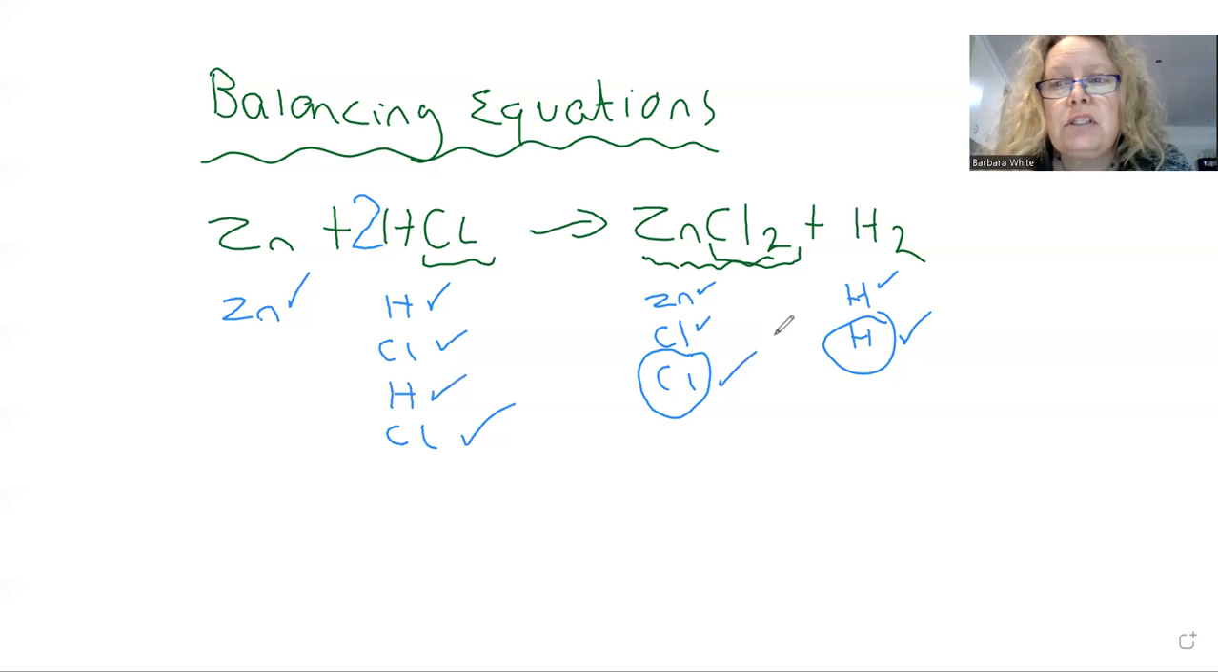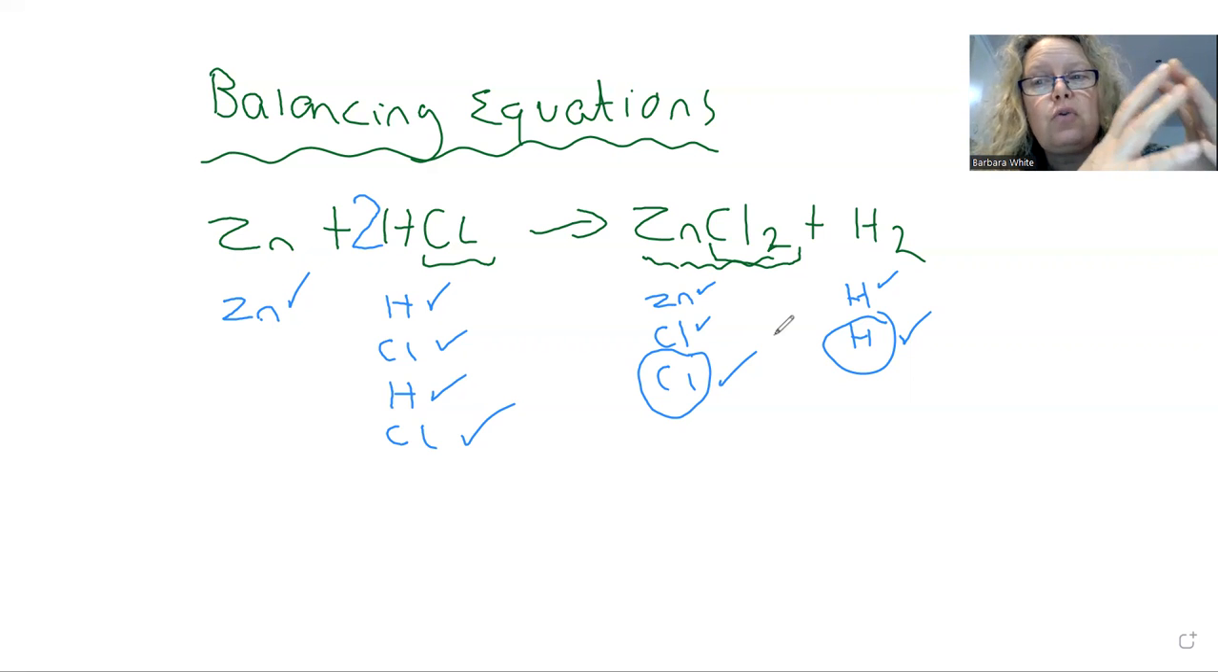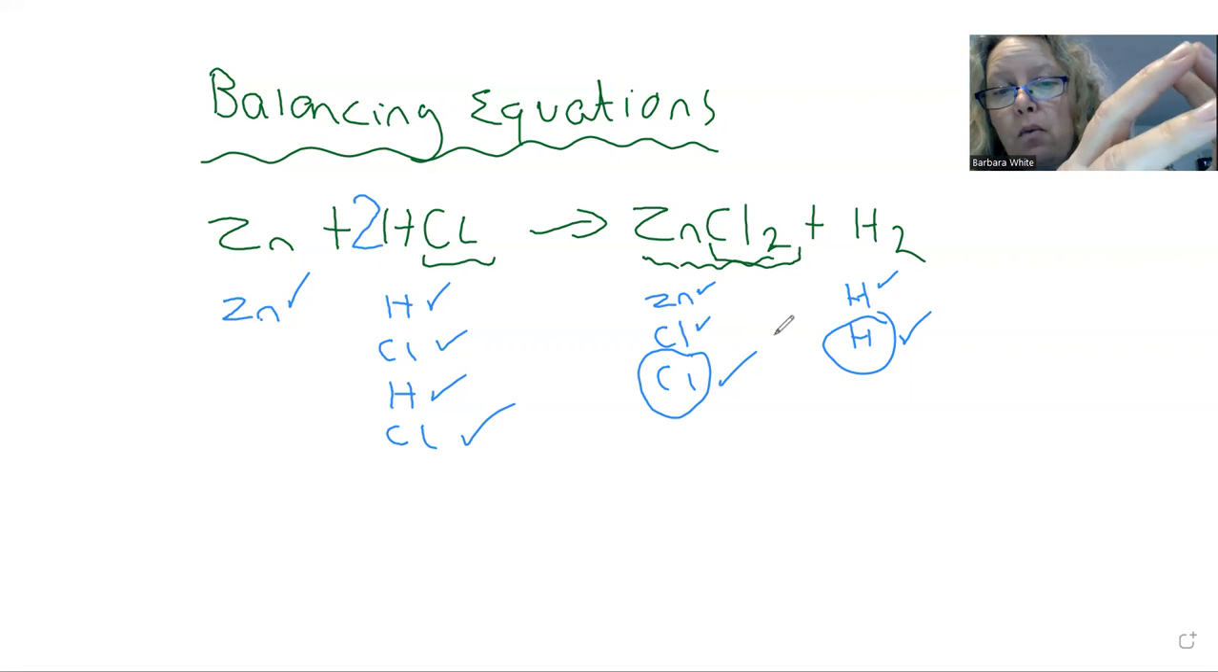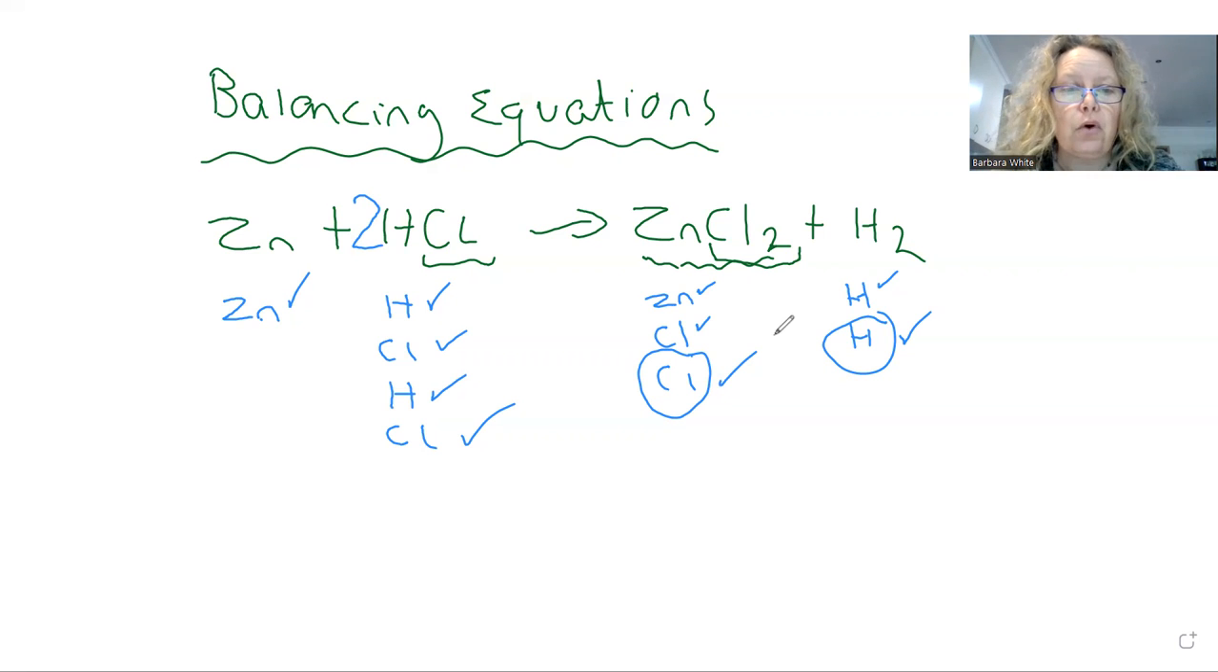That way, if I was to mix these things together, I would know that I need a certain amount of zinc and I need twice that amount of hydrochloric acid for the reaction to take place. And I know that I'm going to get 1 batch of zinc chloride and 1 of hydrogen. There is a special name for those things. It's called moles. But if we were just talking in atoms, I would have 1 atom of zinc, 2 molecules of hydrochloric acid. I would get 1 molecule of zinc chloride out of that and 1 molecule of H2 out of that. So that's the way I want you to balance the equations.